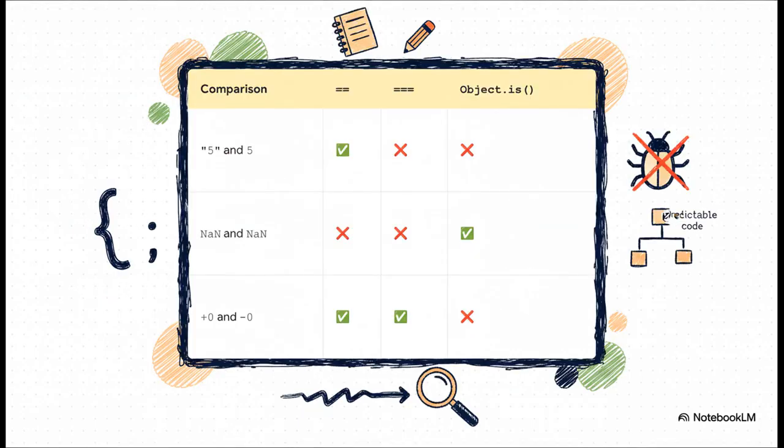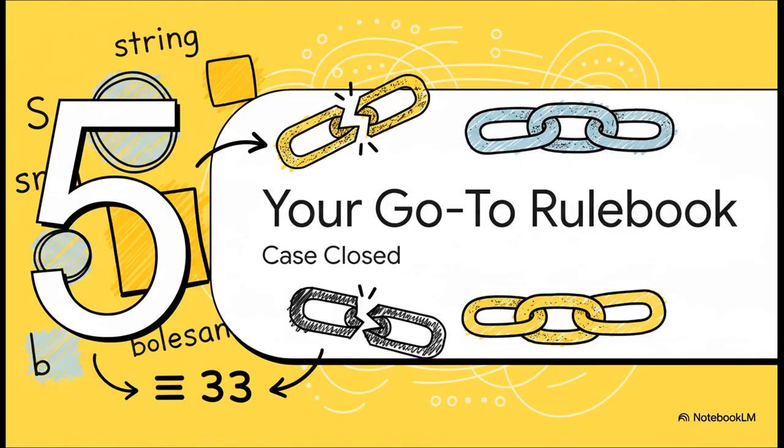This table right here really summarizes all the key differences. When it comes to type coercion between a string and a number, only loose equality equals will say true. When you're comparing NaN to itself, only Object.is gives you the true you'd expect. And for telling the difference between positive and negative zero, Object.is is the only one that treats them as different values. We've investigated the suspects, we've met the detective, and we've even called in the specialist. The case is officially closed.